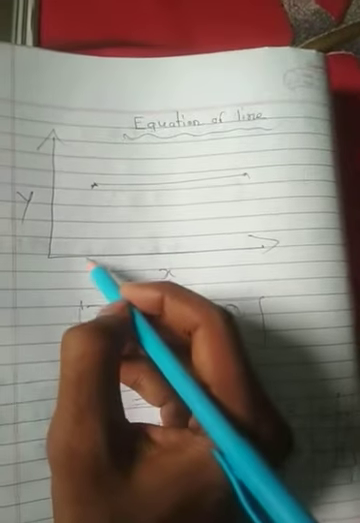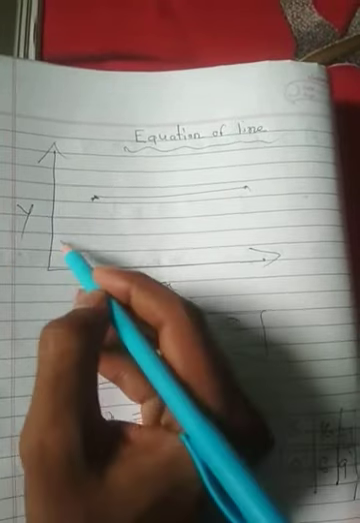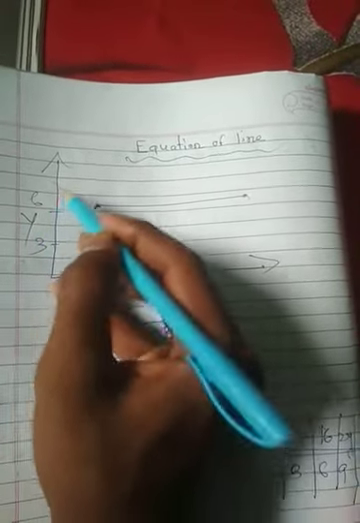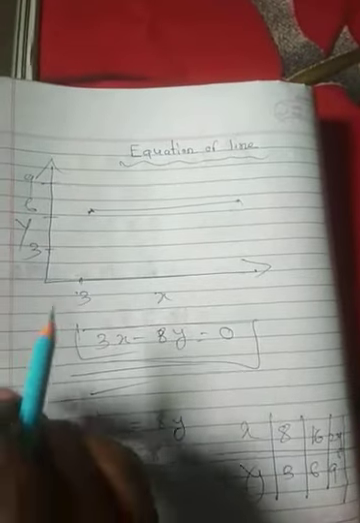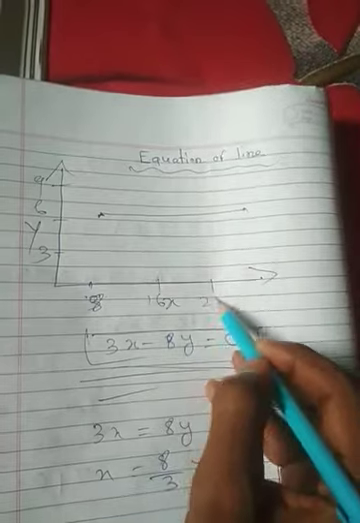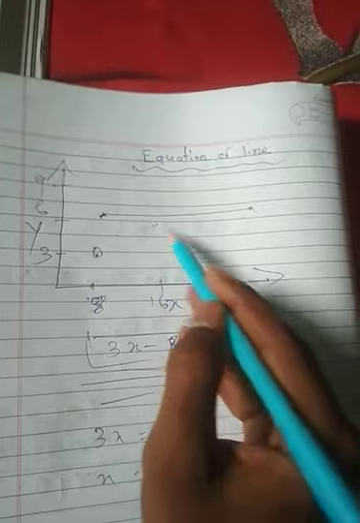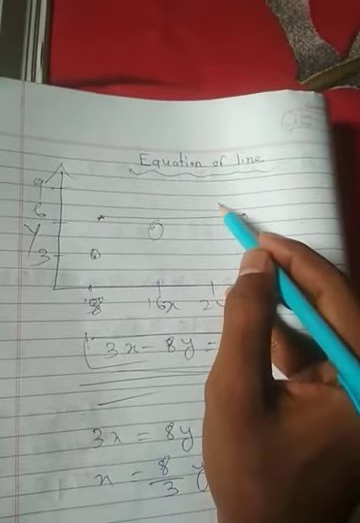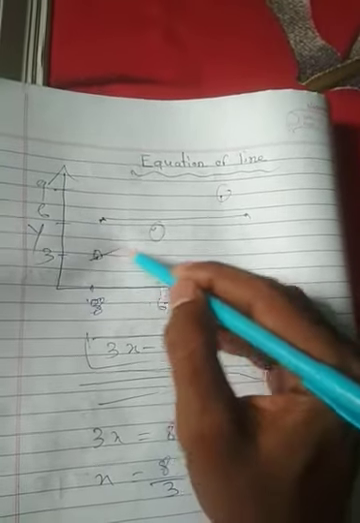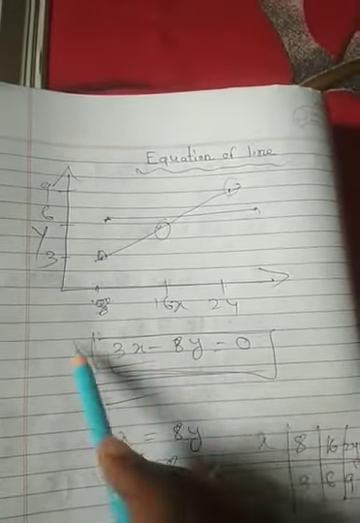Now if you put that in a graph, sorry, this is y: 3, 6, 9. Here this one is x: 8, 16, 24. 3 and 8, here is the point. 6 and 16, here is the point. 9 and 24, here is the point. So you got a straight line. So it is sure that this type of equation will be an equation of a straight line.